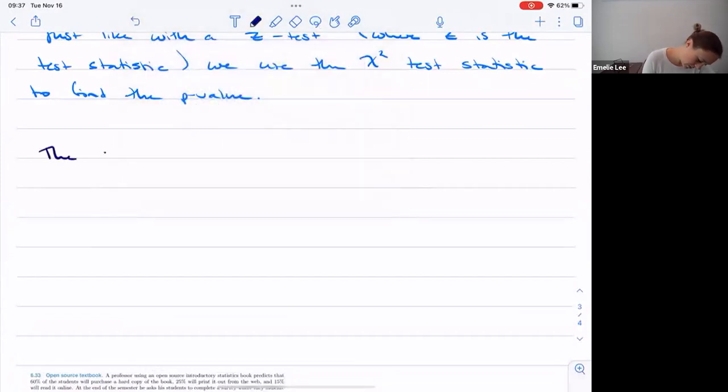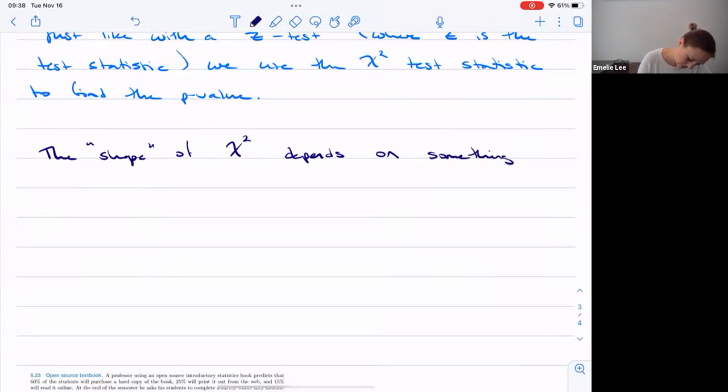So the shape of chi-squared depends on just one thing, and that is the degrees of freedom. The degrees of freedom is just a way to communicate how many groups we have. Okay, so the shape of chi-squared depends on something called degrees of freedom.